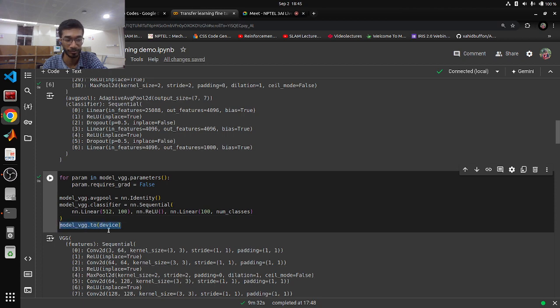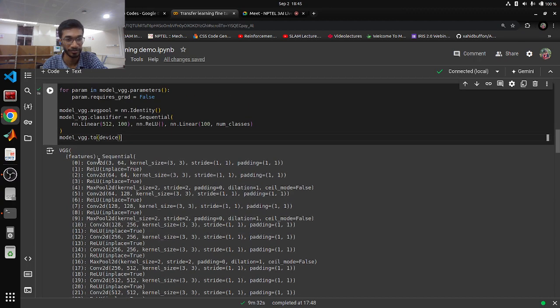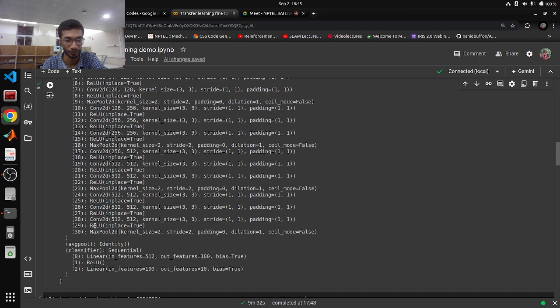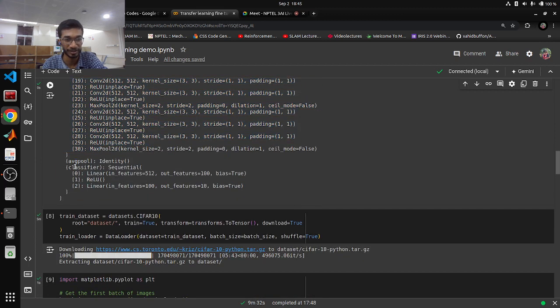And then you are setting the model to device, so that you can start training on GPU, and you are again looking at the model. You will see that everything up till this point is exactly the same as the original VGG architecture, but this part is different. This part has the input features as 25088, followed by 100 and 100, and then down to 10, which is the number of classes in your dataset.